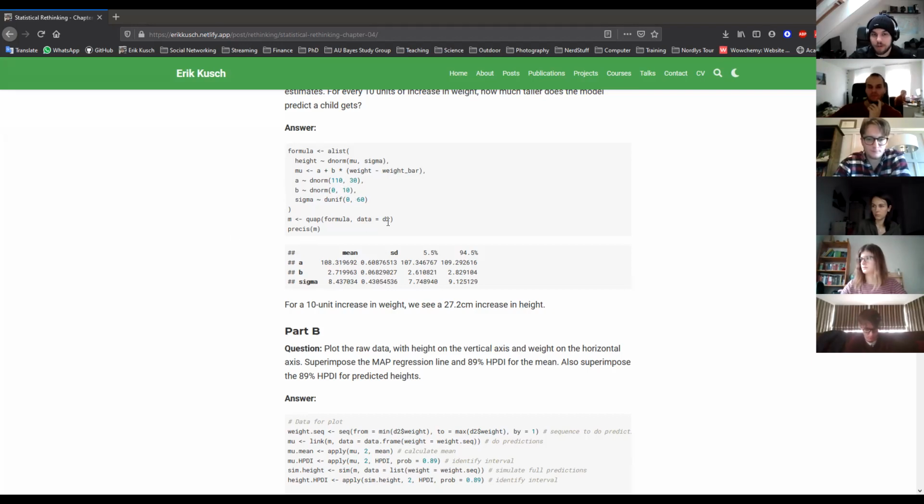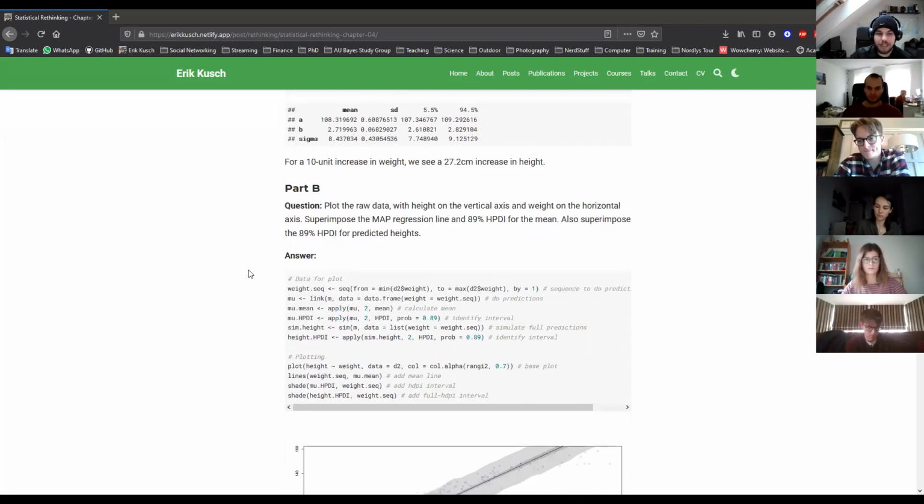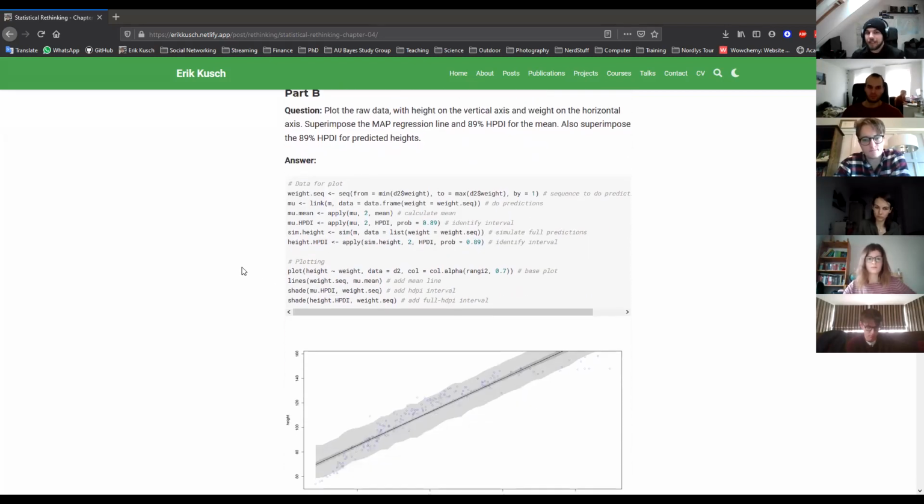But yeah, we run our quadratic approximation on this with the data that is subset for just the children. And then we run precis, so we can get this output right here of b, which is our beta. So we can say that for a 10-unit increase in weight, we see a 27.2 increase in height. So this number times 10. Easy as it can get.